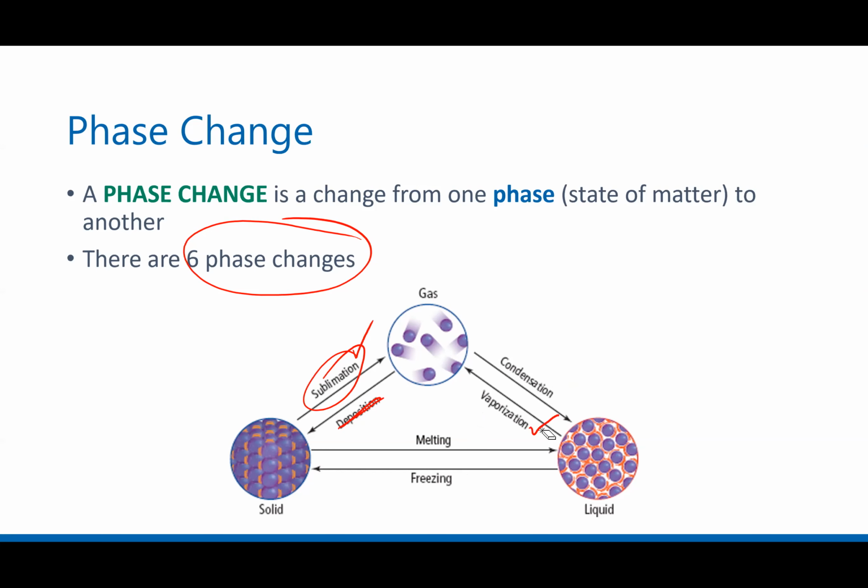The next 2 over on the right of the page, a little less common, but very important. When you heat a liquid so it turns into a gas, we call that vaporization. And you might have heard the term before in science, evaporation. Evaporation is the phase change where a liquid turns into a gas.